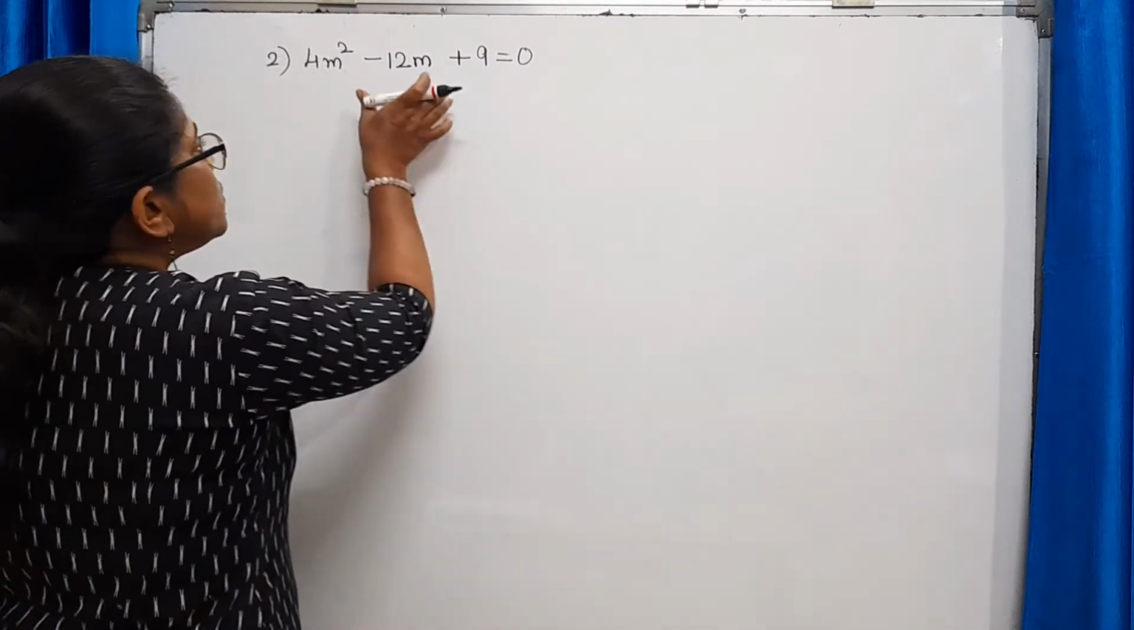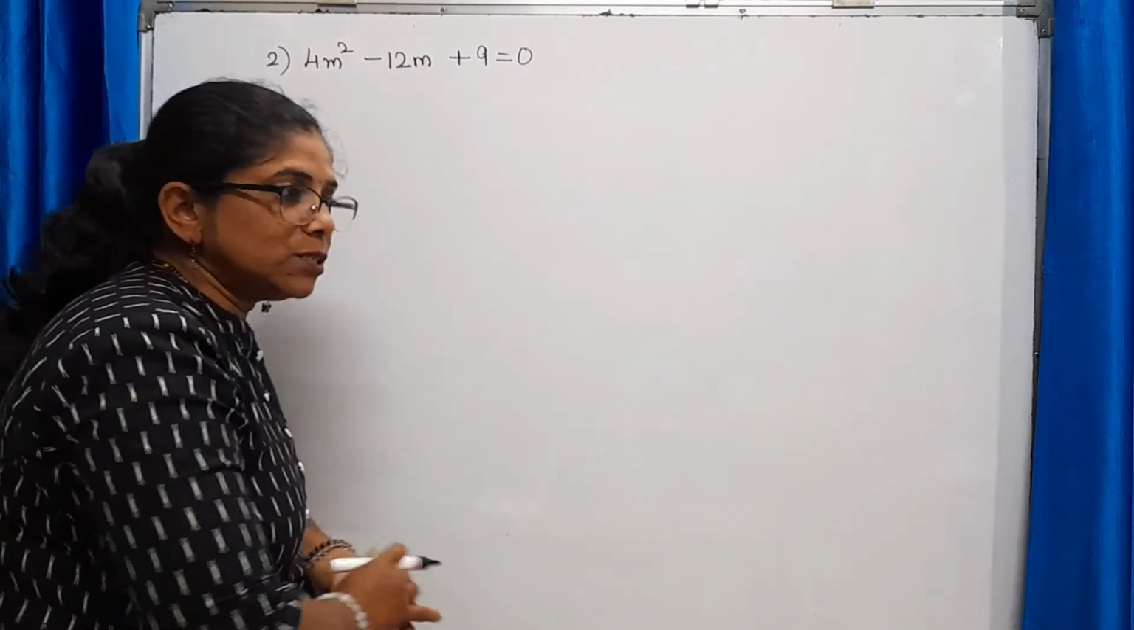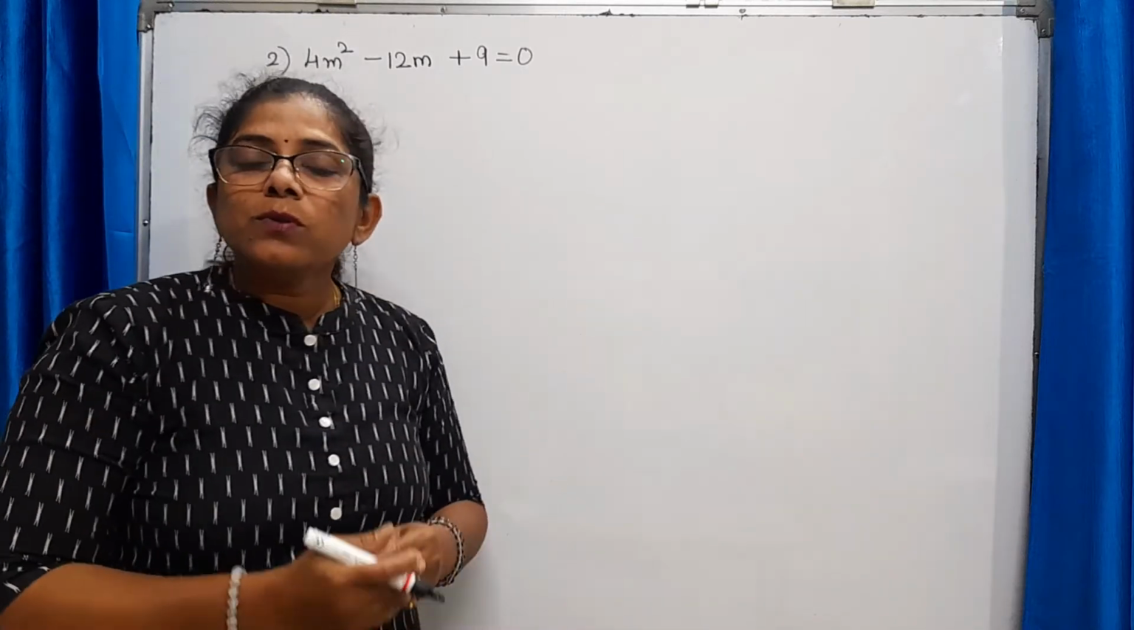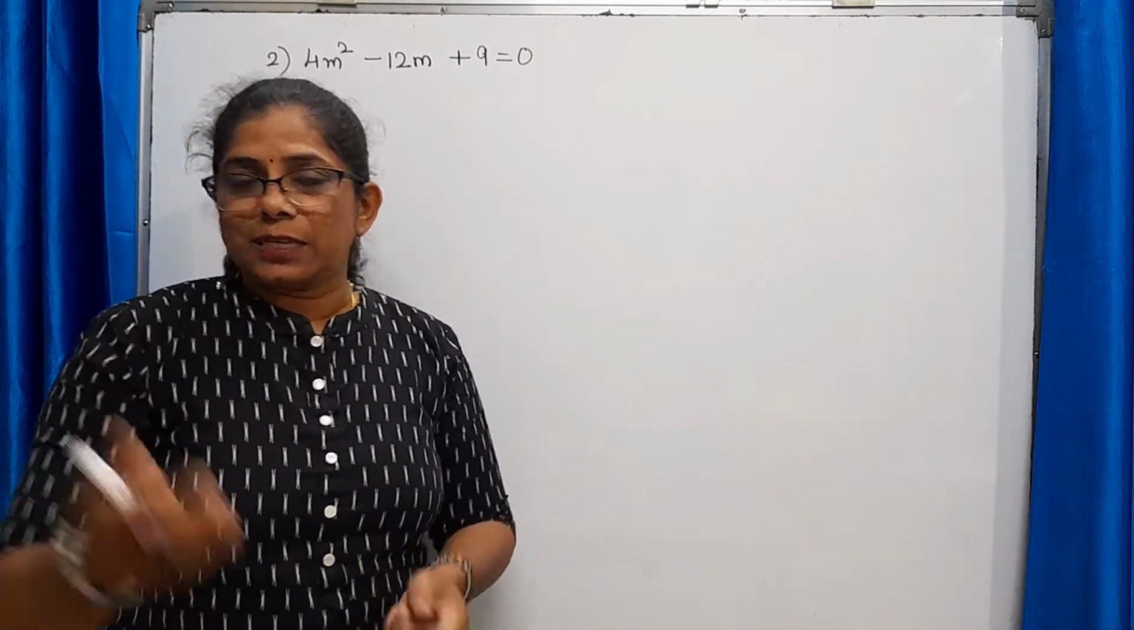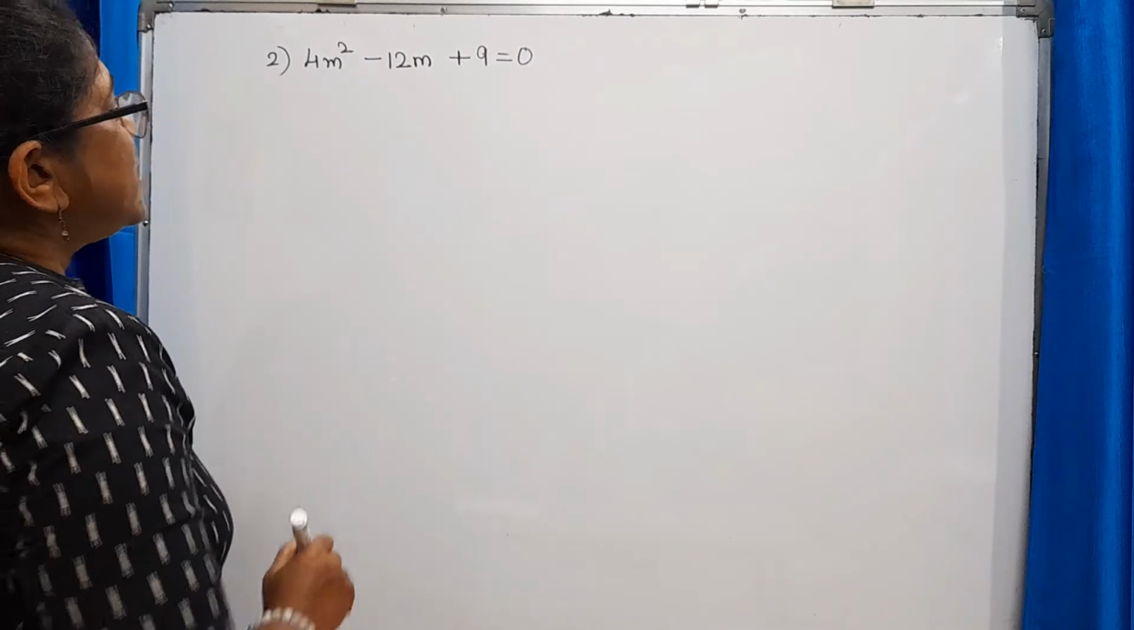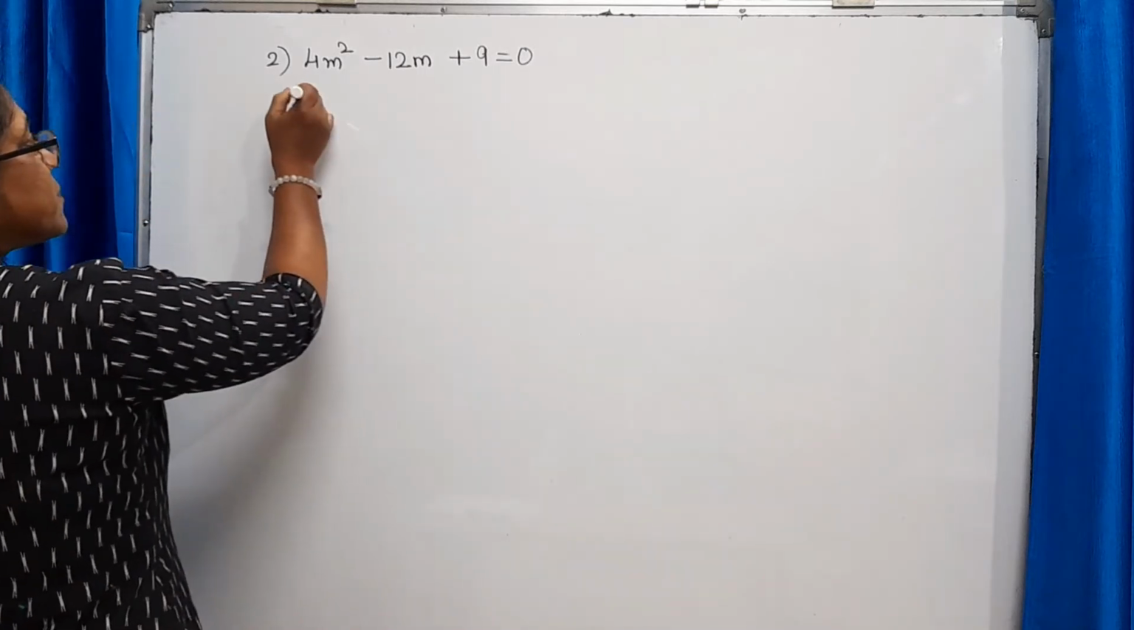So this will give you the general form of the quadratic equation, and later you have to note down the values of a, b and c. Okay. Now here let's see what the values of a, b and c are.